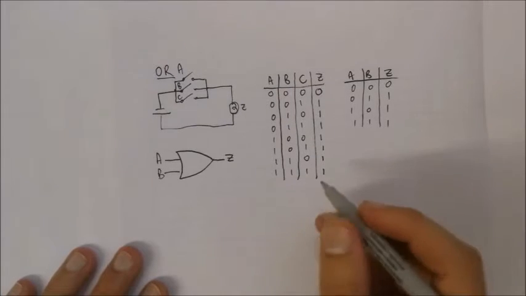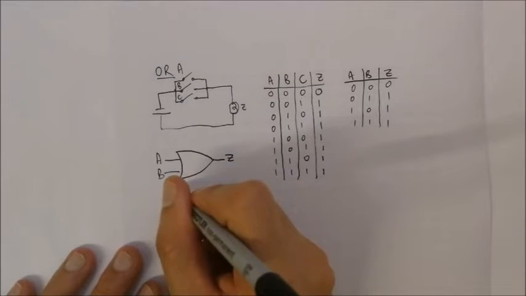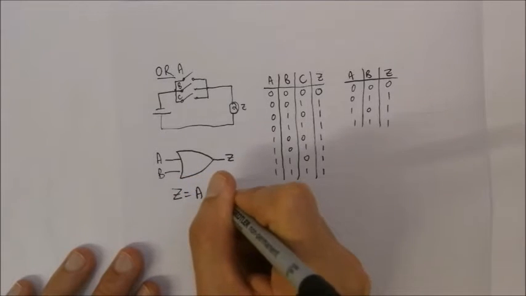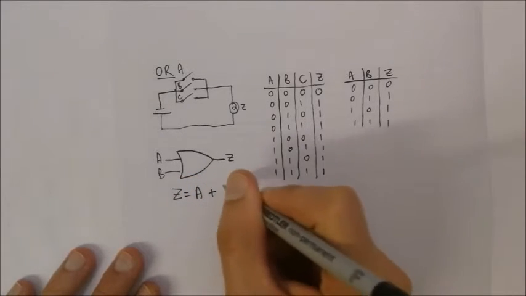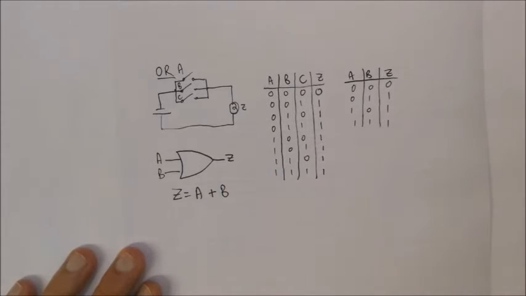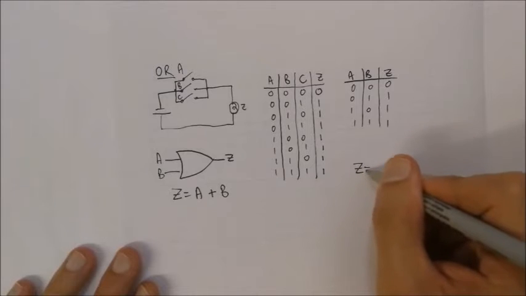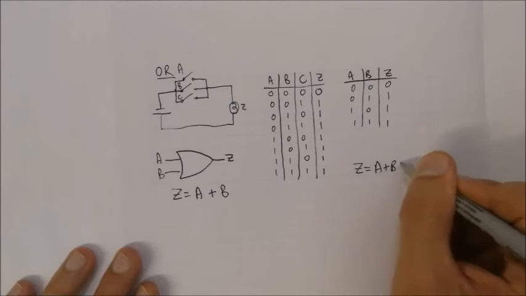The expression for this would be Z is equal to A, and the OR operator is represented with the plus sign, so A plus B. Again, if you've got 3 inputs over there, you could represent it as Z is equal to A plus B plus C.